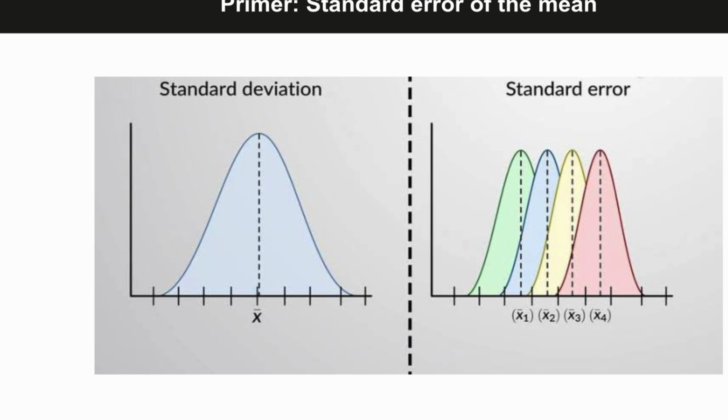Now this mean itself, will it be the same across samples? It's going to differ because the observations have differed. The standard error of the mean is, if I do this experiment multiple times, how much will this particular mean that I'm calculating deviate by? So if you want the standard errors to be very small, what should you do?